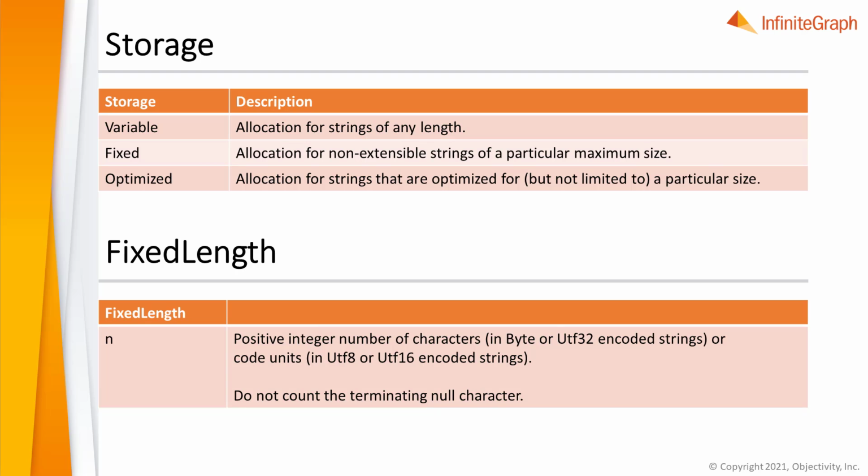The third option for storage is optimized. Here, the allocation is for strings that are optimized for, but not limited to, a particular size. This will make more sense in just a minute. The fixed length option applies to fixed and optimized string storage.